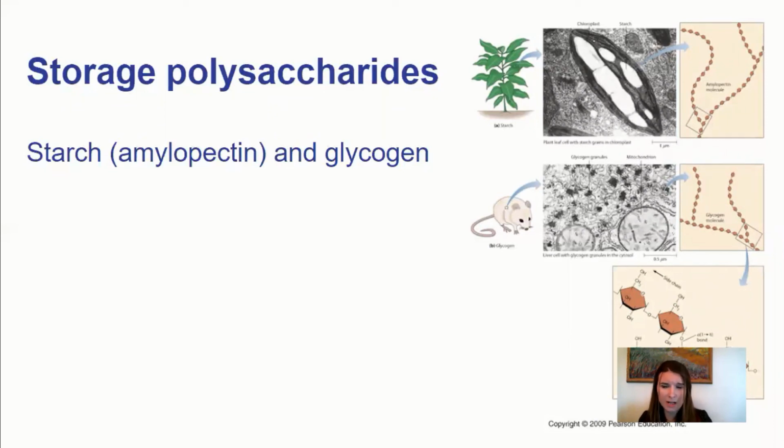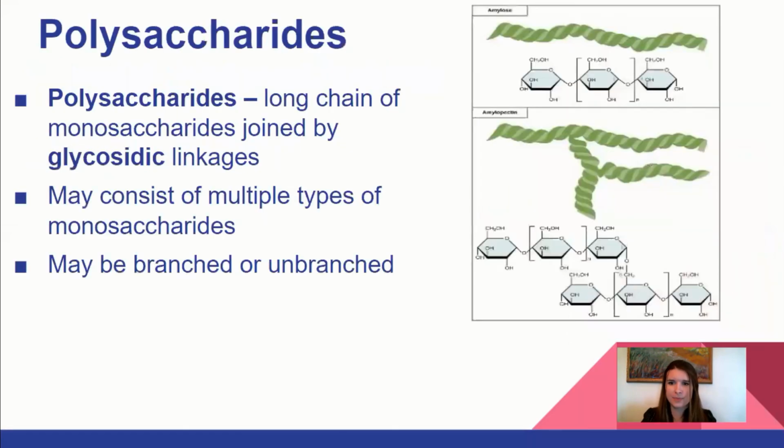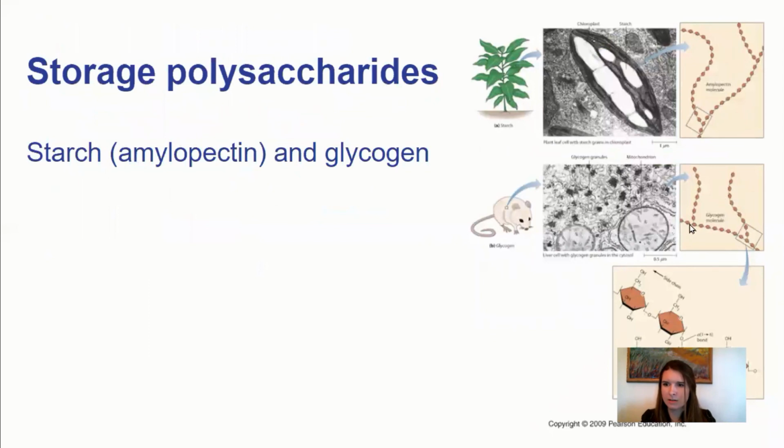Now, storage polysaccharides are really focused on getting as much energy, so as many monosaccharides, as many glucose monomers, squished in as small a space as possible. So they're going to tend to be branched polysaccharides. So let's look back at the branched polysaccharides. They're going to have these branches because we're trying to bunch together as many rings as possible. Okay, so we can see here glycogen branching, amylopectin, which is starch, branching here.